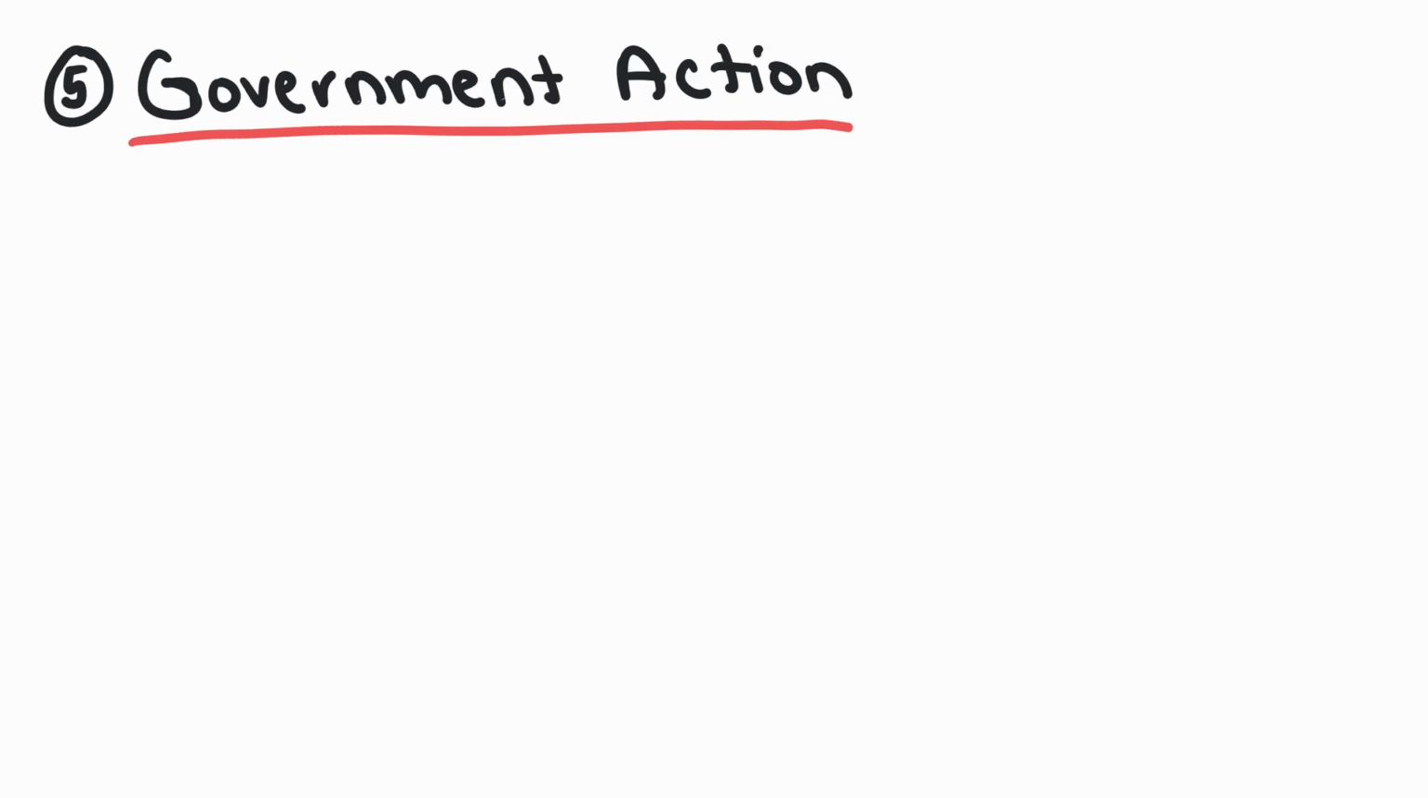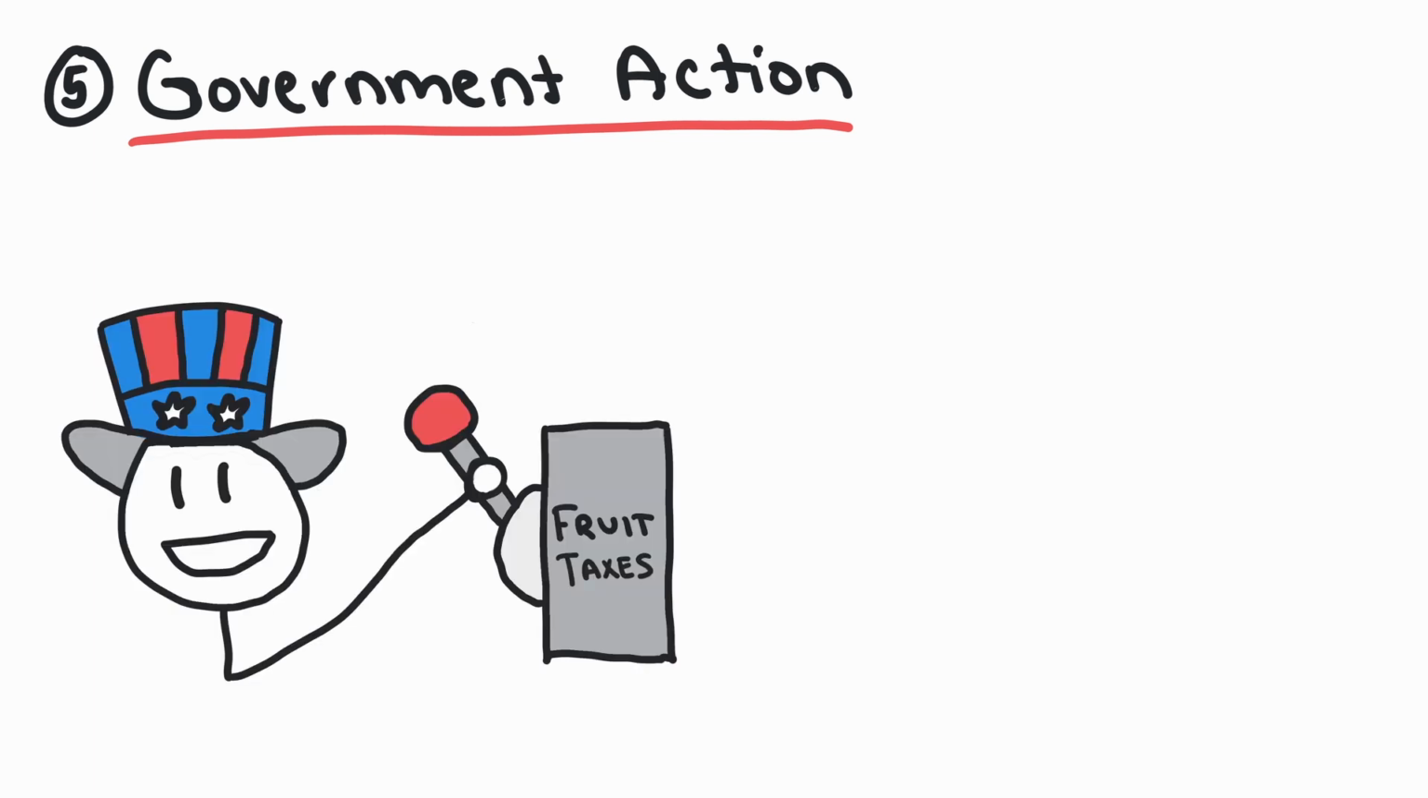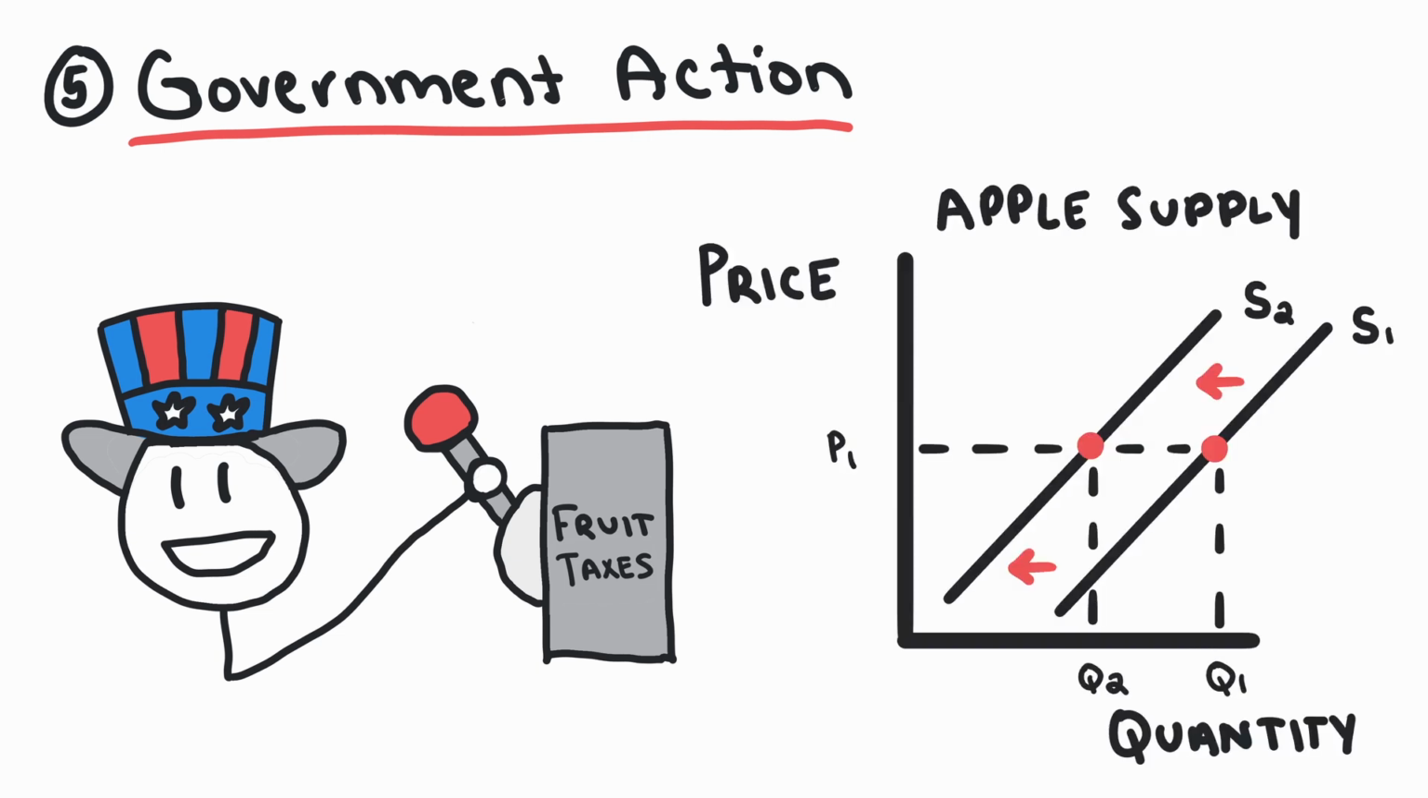And finally, our last shifter, government action. The government might decide to place a tax or a subsidy on a good, both of which can shift our supply curve. If the government adds a tax, that means producers have less money left over to produce, whereas a subsidy gives them more money to make stuff. If the government decides to implement a fruit tax, we likely see a decrease in the overall supply of apples.